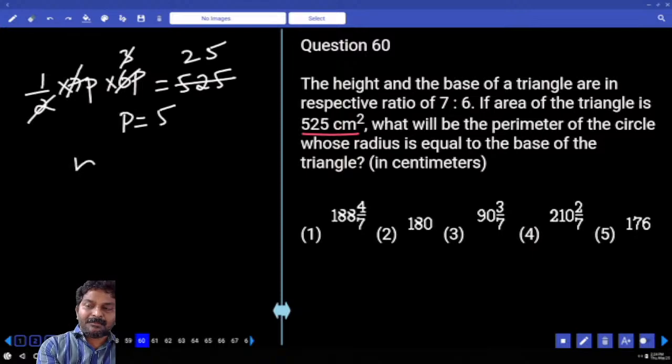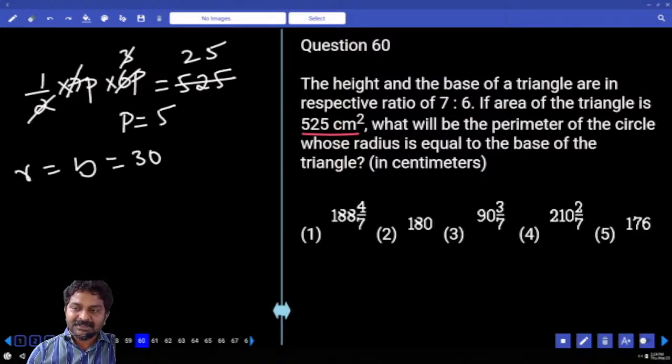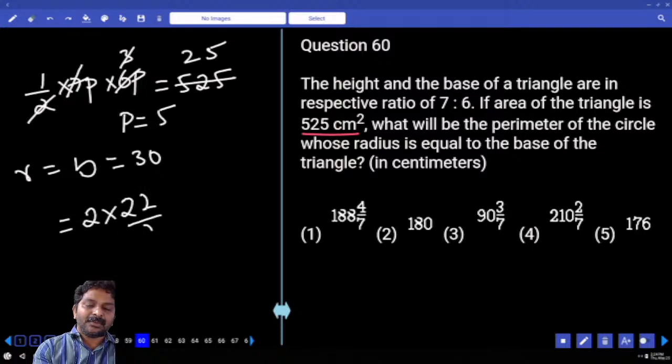That means the base of the triangle is equal to 6 parts, that is equal to 30. That is equal to the radius of the circle. The question is about the perimeter of the circle. Perimeter is 2 pi r only. 2 times 22 by 7 times r, 30.